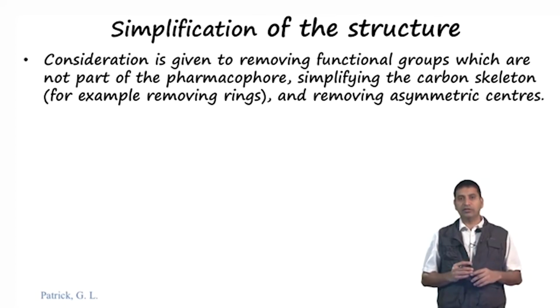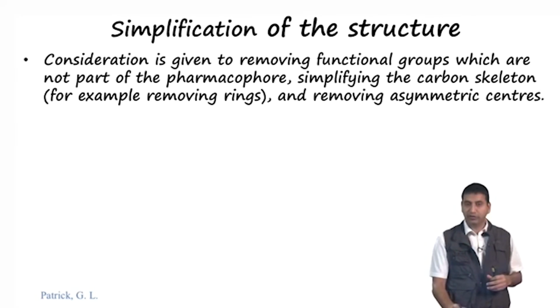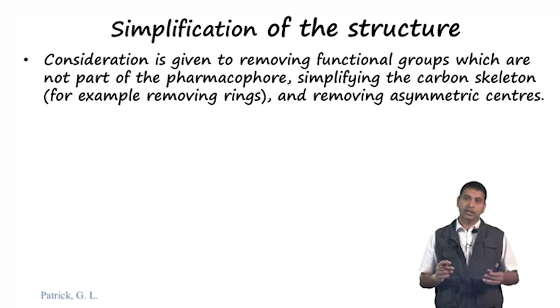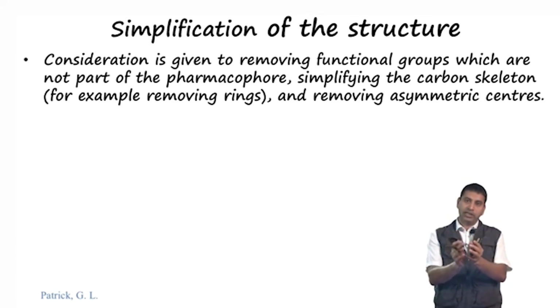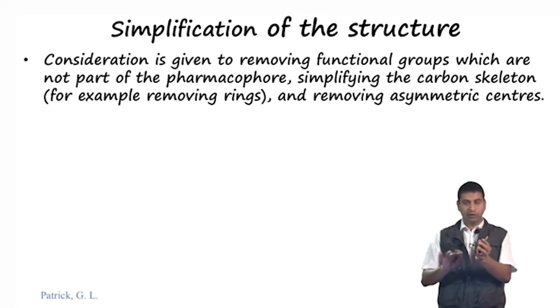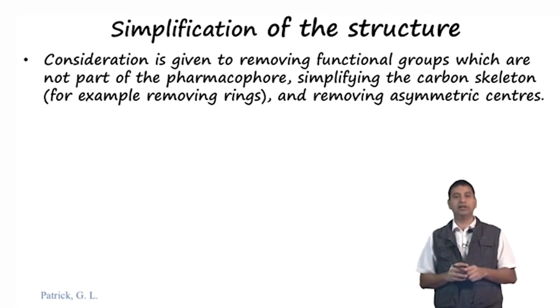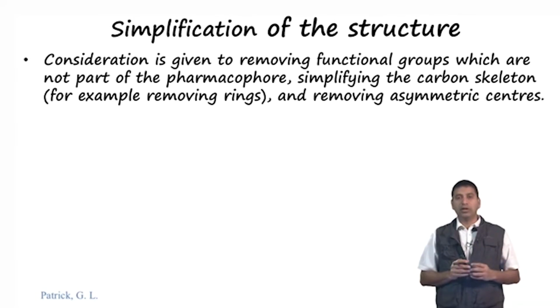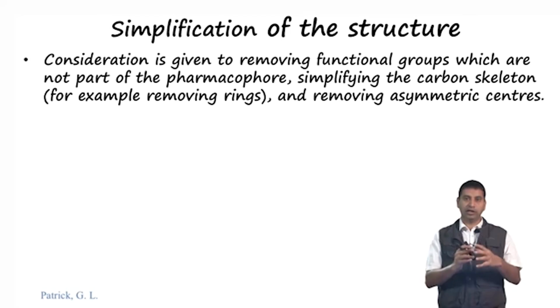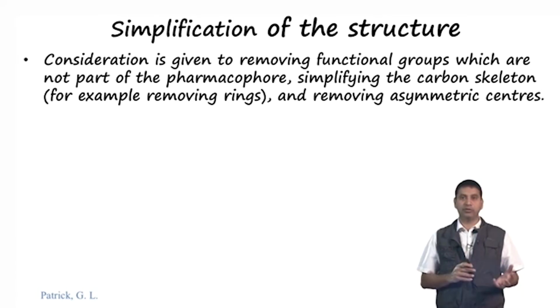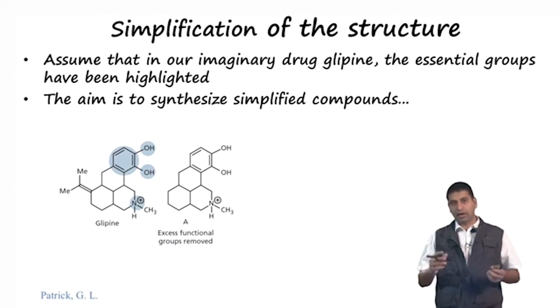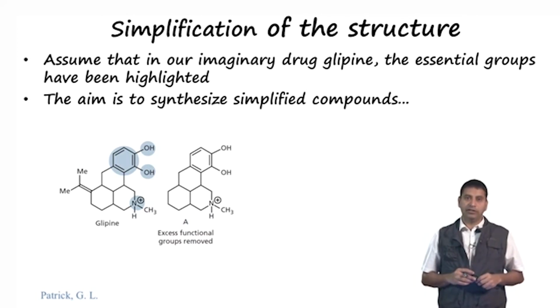A lot of consideration is given to removing functional groups which are not part of the pharmacophore. Keep in mind we have already discussed the concept of pharmacophore in detail previously, and therefore, by keeping the pharmacophore intact, we can remove the other groups. For example, a ring which is not very essential for the binding can be removed. Also, at this stage we are very much interested in removing asymmetric centers. As we know, asymmetric centers are going to create problems because during synthesis you are going to end up with a racemic mixture, and the racemic mixture has to be separated and each of them has to be tested individually for activity.